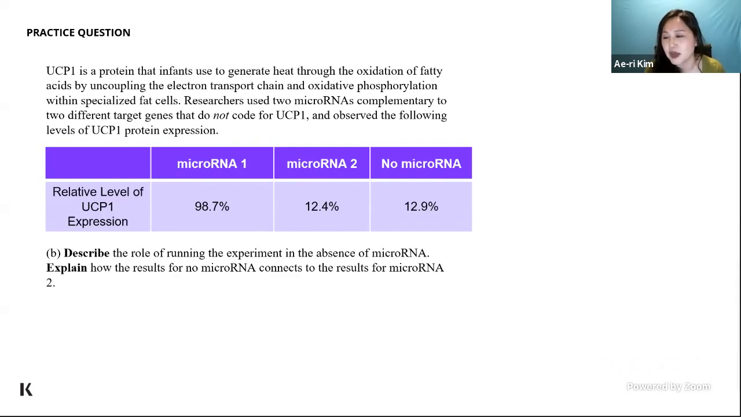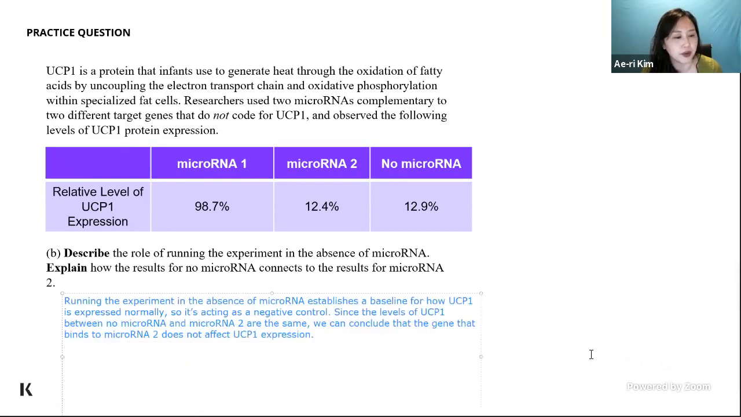Yeah, I hear you. So maybe what I'm going to do is give you a chance to read through my written explanation for this, and then I'll try to describe it again one more time. Here we go. Running this experiment in the absence of microRNA establishes a baseline for how UCP1 is expressed, so it's acting as a negative control. Since the levels of it between microRNA 2 and no microRNA are the same, we can conclude that the gene that binds to microRNA 2 does not affect the UCP1 translation.